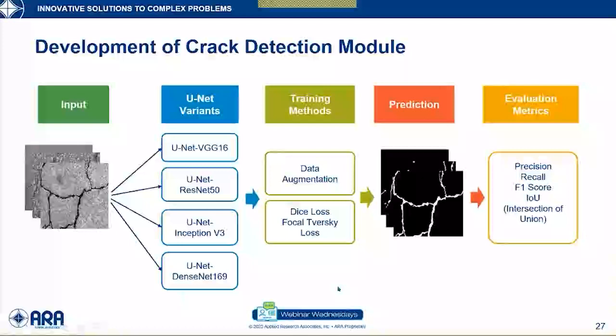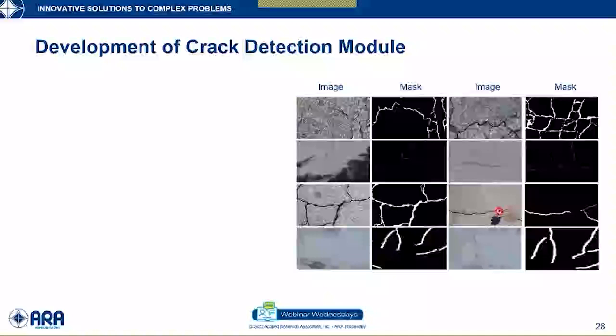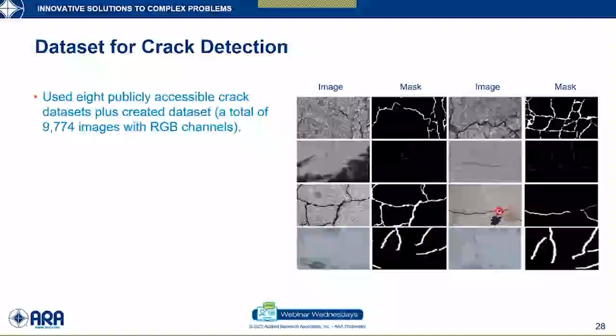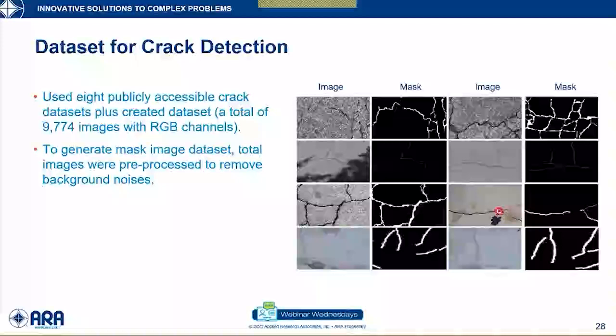with the same training method. So I'm not going to go into the details of this flow chart because it is pretty much the same as the previous task. For the crack detection model, 8 publicly accessible crack data sets and 1 data set using UAV images collected in Iowa were used. A total of around 10,000 images were collected. To generate the mask image data set, all images were processed to remove the background and noise.